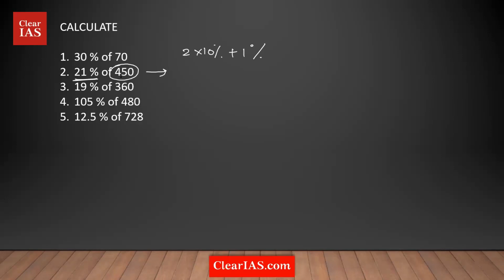So 10% is nothing but 45. 450 by 10 is 45. 20% would be into 2, that is 45 into 2 is 90. Plus 1% is nothing but divided by 100, 4.5. So your answer is nothing but 94.5. So you can still do this in your mind. You don't need to write it down on paper. I just write it down to make you understand. Okay, so that's the approach that you can use here. Is it clear for you all?